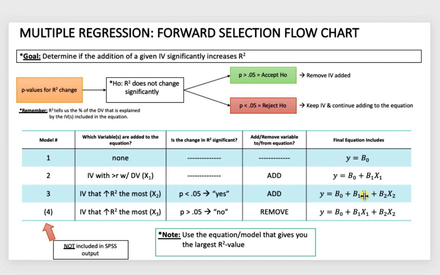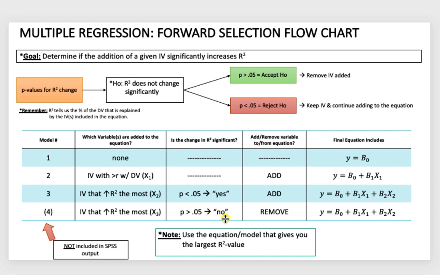Now, what happens if we follow that procedure again? So picking the remaining predictor variables that increase R-squared the most, we choose one of those variables, throw it in the regression equation, and then see if R-squared has changed significantly.